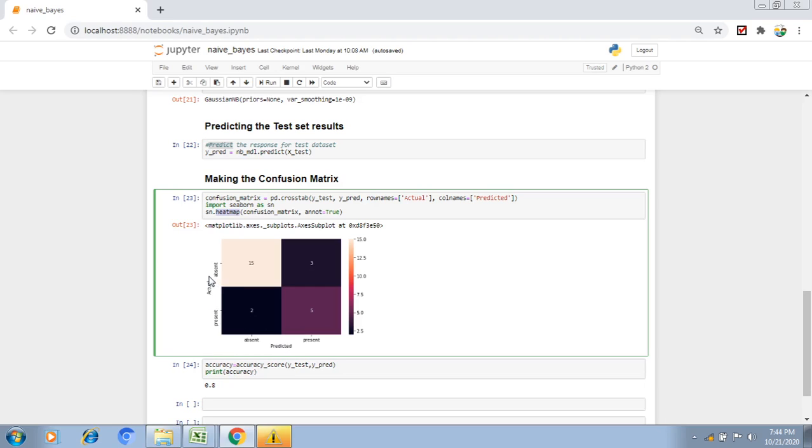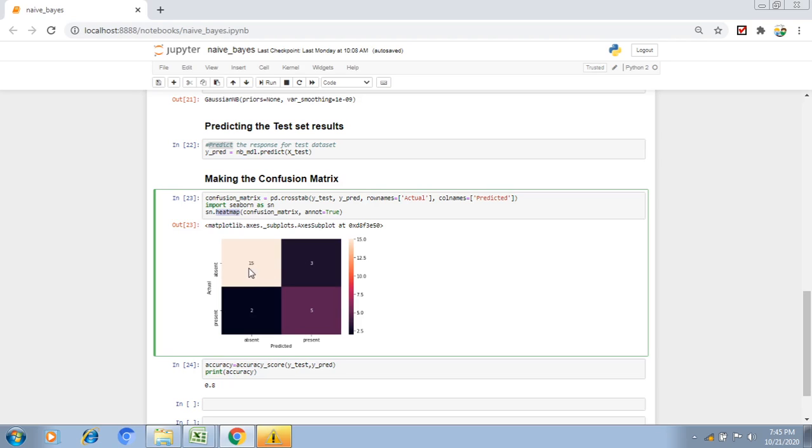For example, actual is absent and prediction also absent. This is a correct prediction. And actual is present and prediction also present, this is also correct. These two predictions are correct, and these two are wrong. For example, actual data is present but I am predicting absent, this is wrong. Similarly, actual data is absent and I'm predicting present. Columns are prediction. This one and this one are wrong predictions.